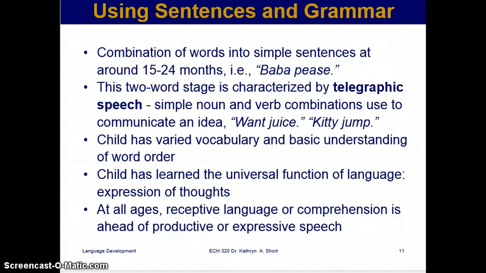Okay. So next point, child has varied vocabulary and basic understanding of word order. Next point, child has learned the universal function of language, expression of thoughts. Next point, at all ages, receptive language or comprehension is ahead of productive or expressive speech. Okay, now to the next slide.